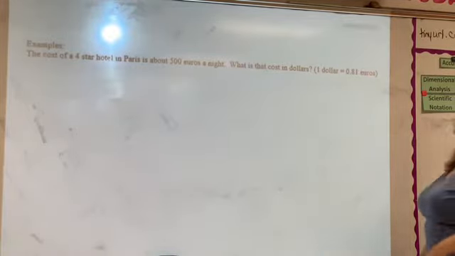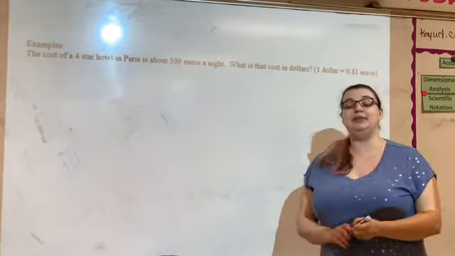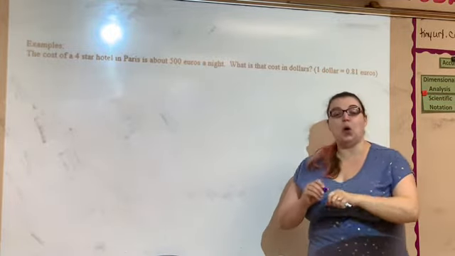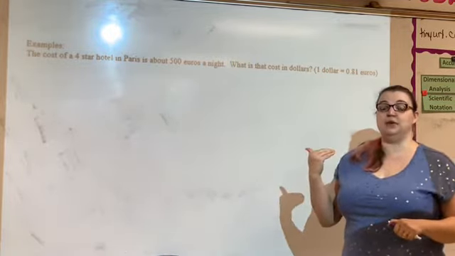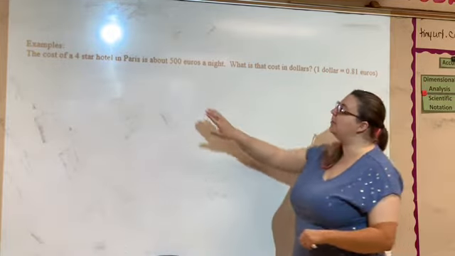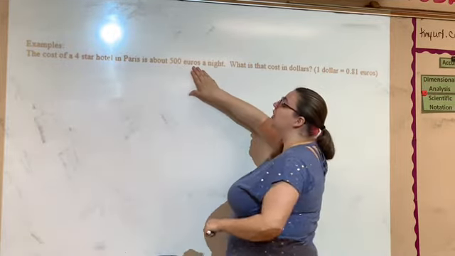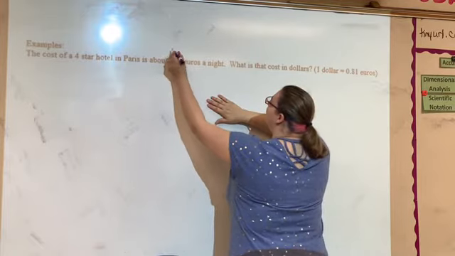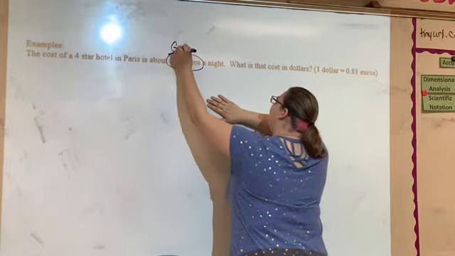So the first thing I would have you do is to circle and label your given. Your given is always going to be the number that they give you with its unit. So the number they've given us is 500 euros. So we're going to circle that, and we're going to label it the given.